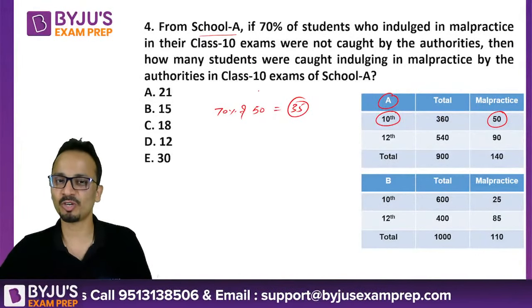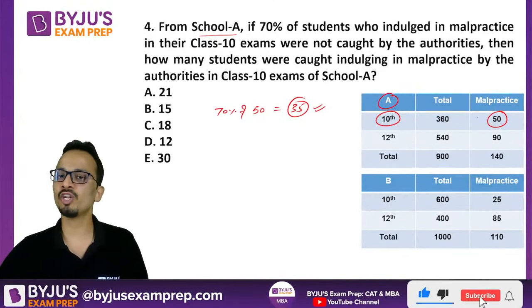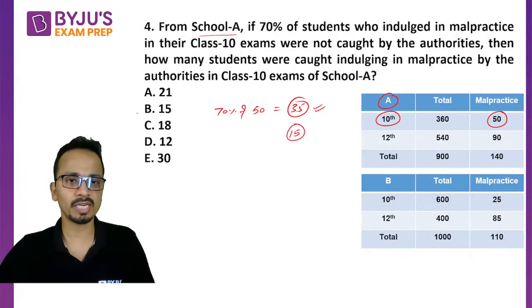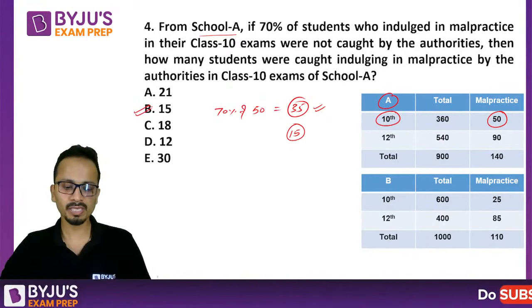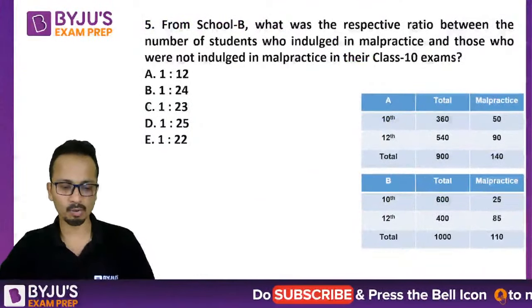Such a straightforward question. So 35 students were not caught out of 50. So how many were caught? 15. The remaining 15 were caught. So the correct answer will be option B, that is 15. Question number 5 on your screen now.